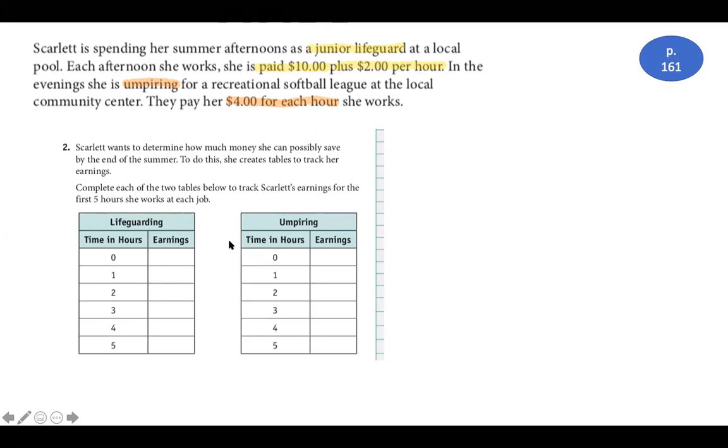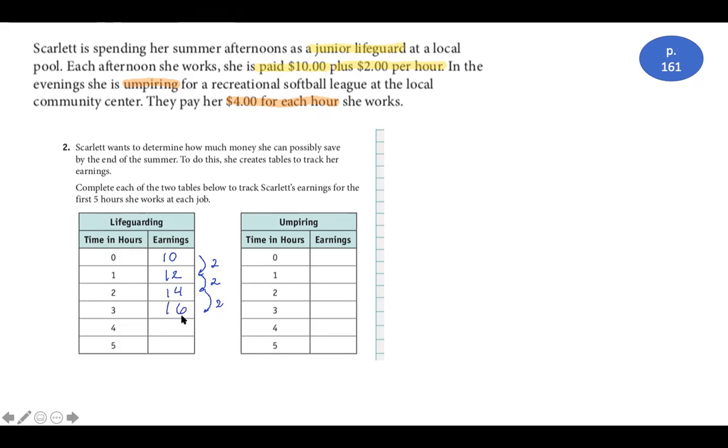So we have two tables, and we're going to figure out how much she gets paid for each of these jobs. For lifeguarding, we're going to start with 0 hours. Amazingly, she is paid $10 for those 0 hours of work. She shows up to work and boom, they give her $10. But then for the first hour, she only gets $2 more. So she'll be at $12. For the second hour, she's going to get another $2. That's going to put her at 14, and then 2 more.